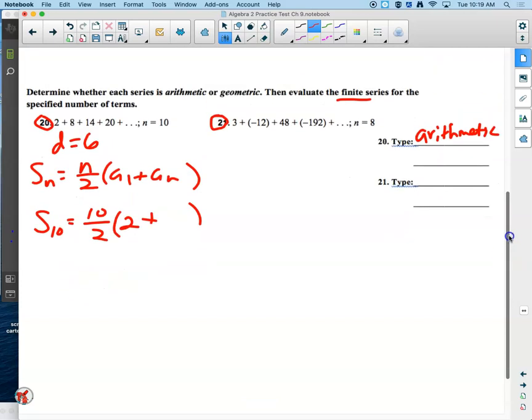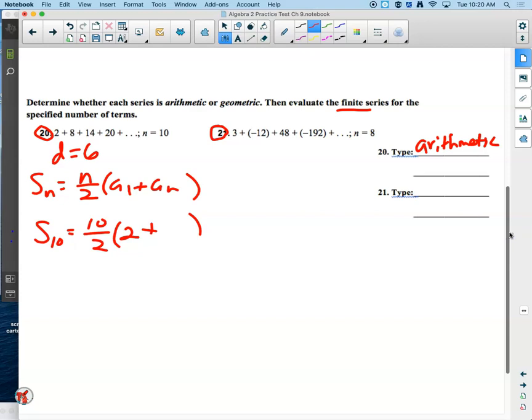Some of you right now are like, well, I know the difference is 6, so I'm just going to keep adding 6 until I get to the 10th one. No! Remember, this is about formulas. Yes, this little bugger right here, the rule.